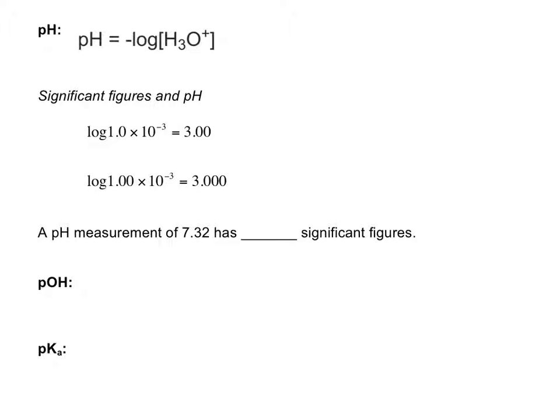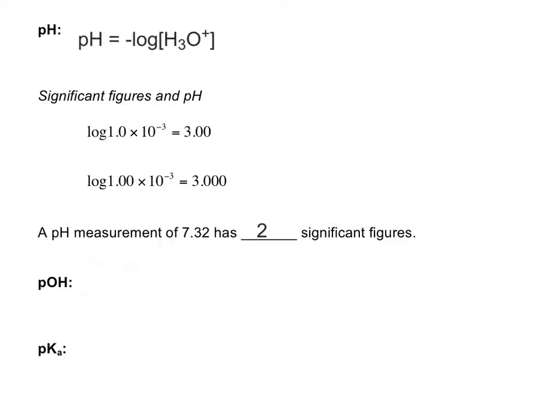One thing to note is that significant figures for pH are slightly different because the log represents an exponent. The numbers after the decimal are the ones that are significant. So, for example, if we have a pH of 3.00, that only has two significant figures because the 3 is just the exponent itself, and we have to have that placeholder, so it's only the numbers after the decimal that are considered significant. So a pH measurement of 7.32 has only two significant figures.